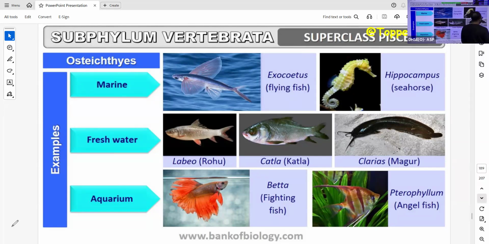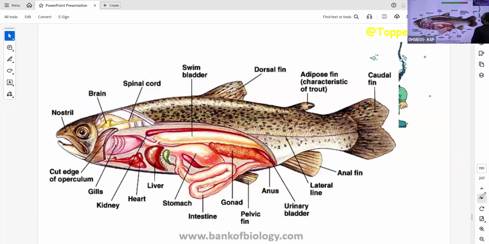Observe the structure here. You can clearly see, one more thing to note uniquely, this is the swim bladder. The substance obtained from the swim bladder is known as isinglass.